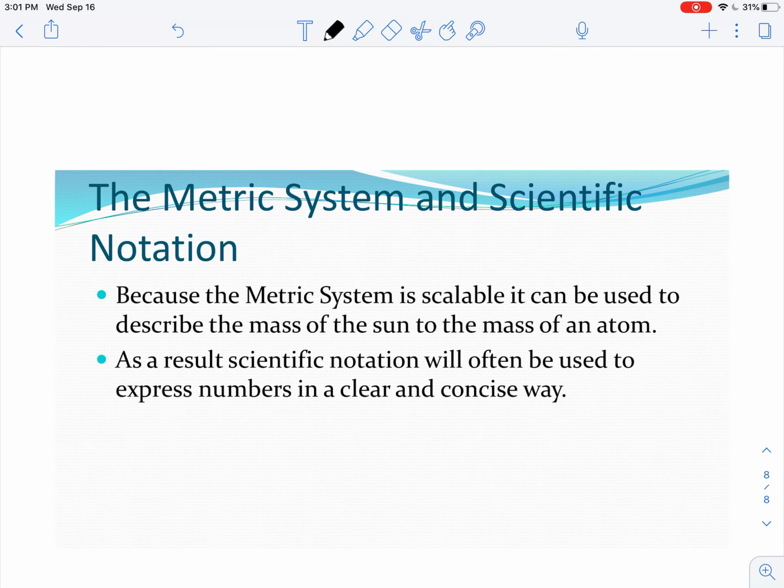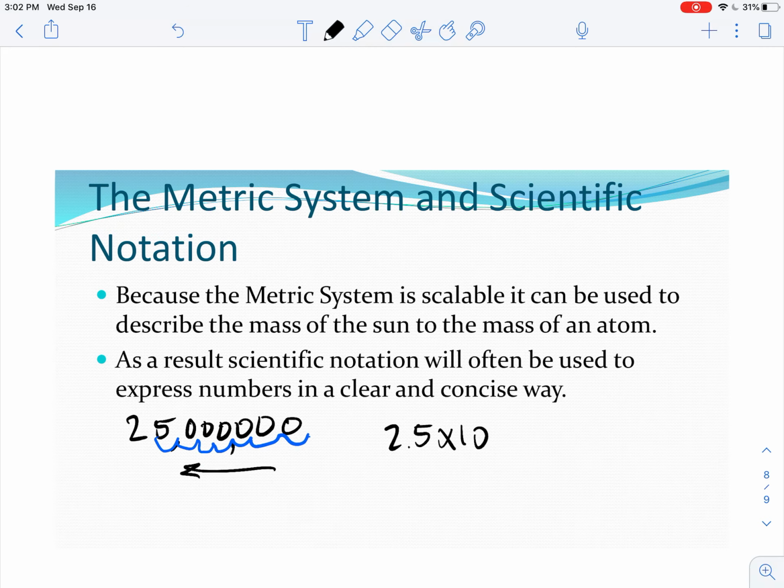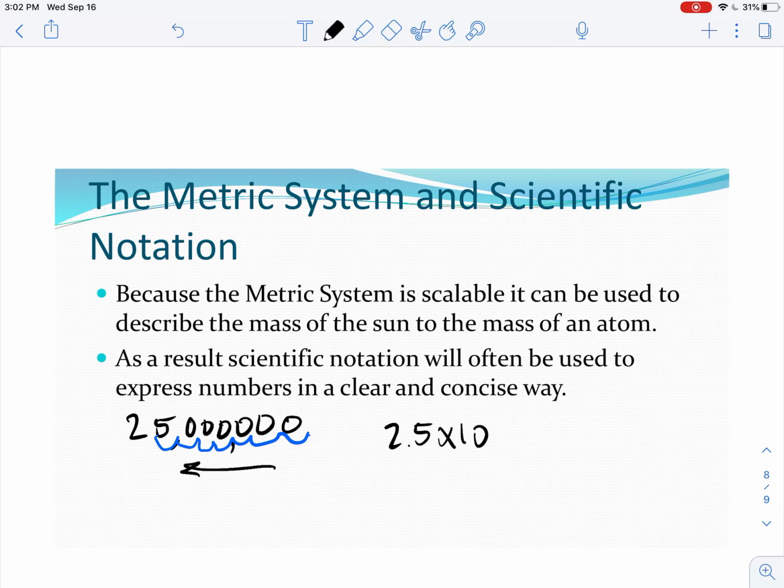If you have a really large number, let's say 25 million, and you want to convert it into scientific notation, you just move your decimal point until you get a number between 1 and 10. You would start your decimal point here and move 1, 2, 3, 4, 5, 6, 7 spots. So your new number is 2.5 times 10. Since I moved it to the left, the exponent is positive, because the number is bigger than 1. So it's 2.5 times 10 to the 7th. That's how you convert them.